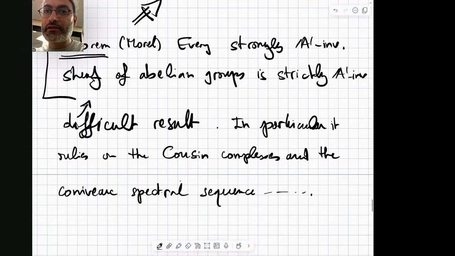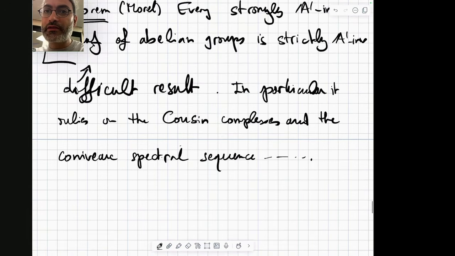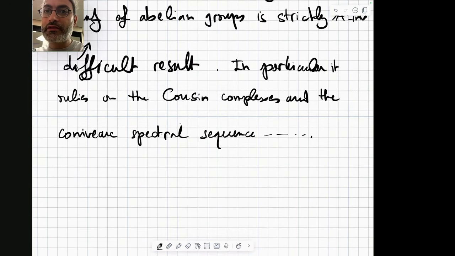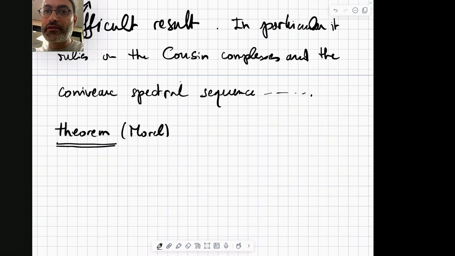Another related theorem of Morel is the following. We also have a characterization of motivic spaces using homotopy groups, homotopy sheaves. So it's the following. It's kind of a converse in some sense.